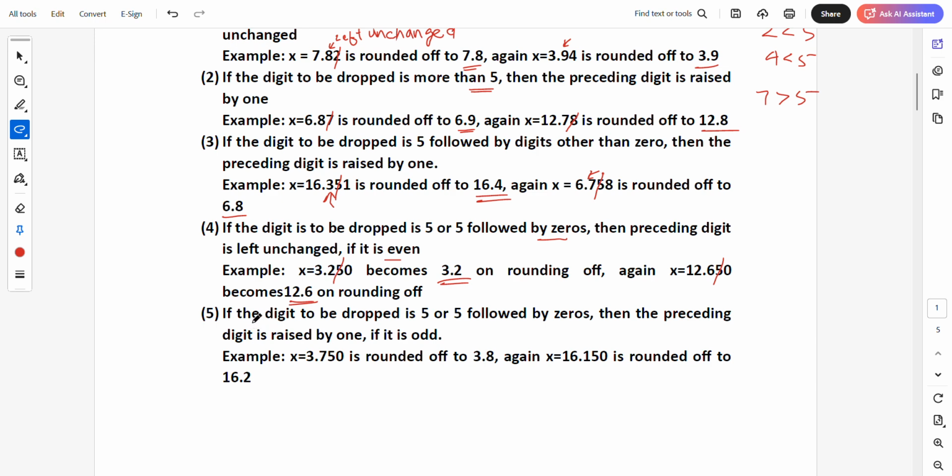And this last rule is, if the digit to be dropped is 5 or 5 followed by zeros, see 5 is followed by 0 here, then the preceding digit is raised by 1 if it is odd. See here, you have planned to drop 5, this number is odd, so it is raised by 1. Earlier this number was even.